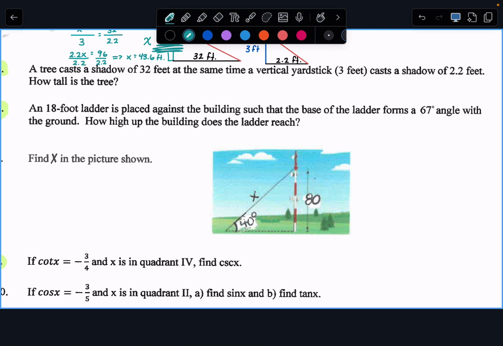So let me draw the ladder, and it's 18 feet against the building, forming a 67-degree angle with the ground. How high up the building? So you're looking for that.